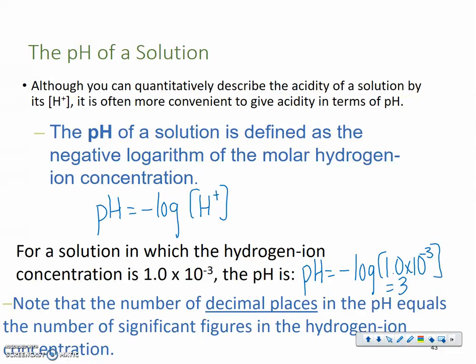In this case, you would get a value of 3. So you typically want to keep as many sig figs as your concentration. So we would want to do 3.0 and keep 2 sig figs.